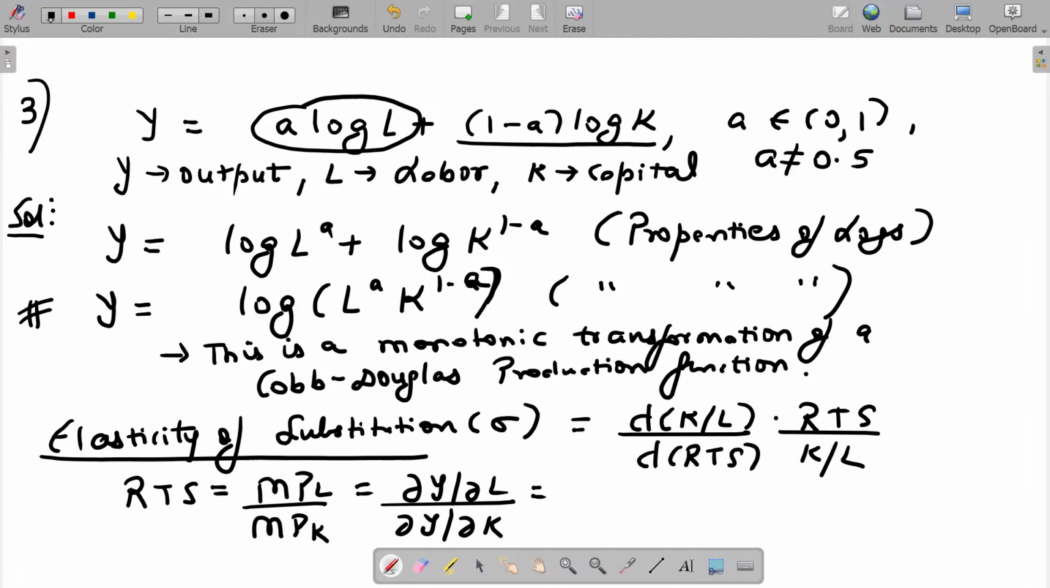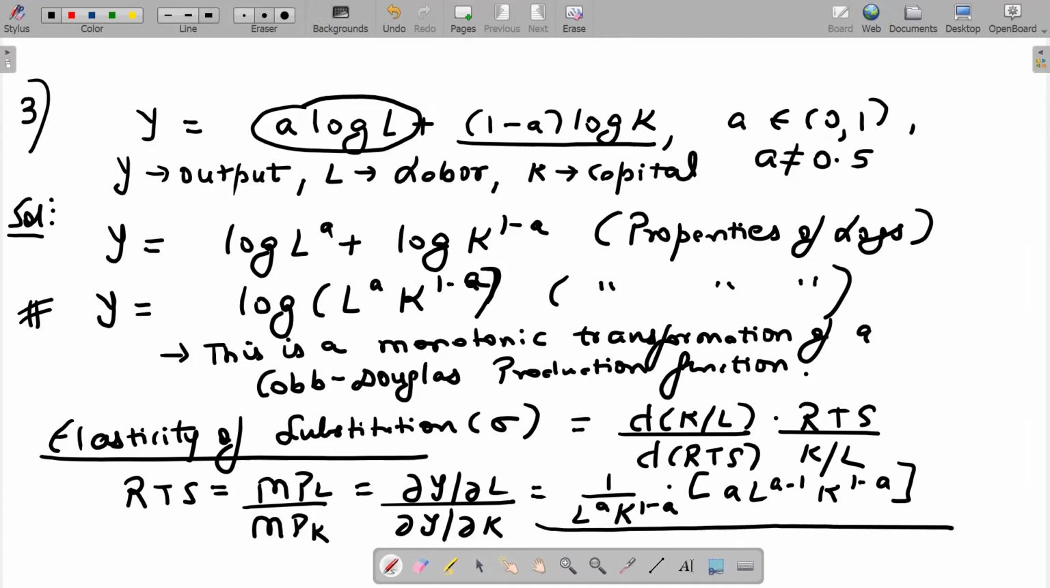So the derivative del Y by del L will be 1 over L to the power A, K to the power 1 minus A times the derivative of L to the power A, which is A L to the power A minus 1. K to the power 1 minus A is as it is because we are differentiating partially. Whole divided by del Y by del K will be 1 over L to the power A, K to the power 1 minus A times. Internally, the derivative of L to the power A, K to the power 1 minus A with respect to K will be 1 minus A, L to the power A, K to the power 1 minus A minus 1, which is minus A. Students should be good with partial derivatives to crack this question.